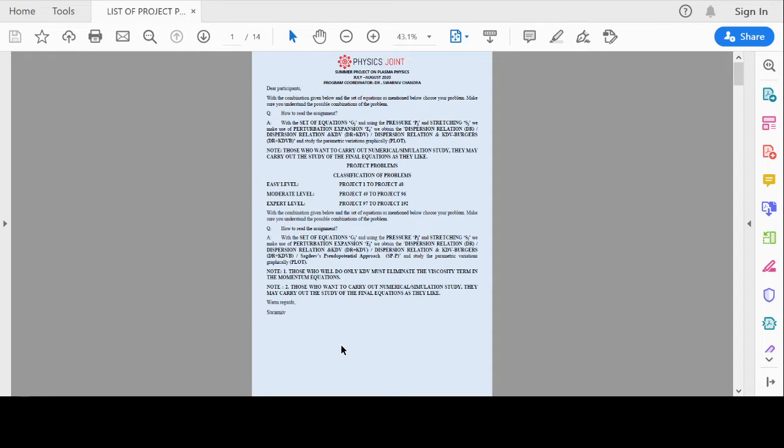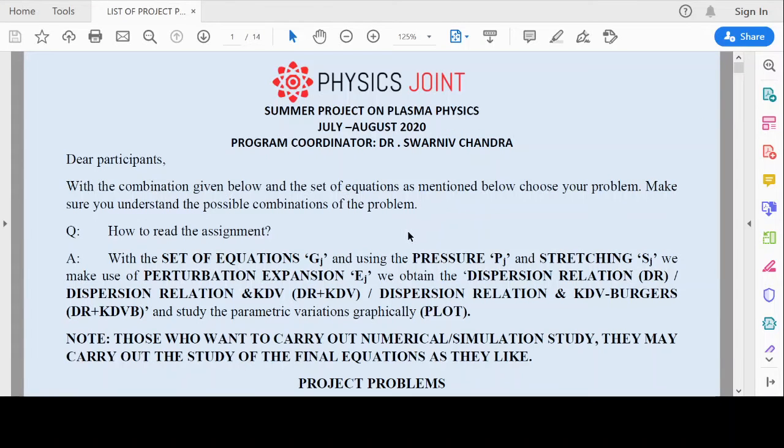Good afternoon, everyone. There have been some queries regarding the allocation of project work. I hope you can see this PDF file, and I will clarify some of the issues. In the assignment in this PDF file, you will find some combinations of different problems. So, how to read the assignment, that means how to carry out the project.